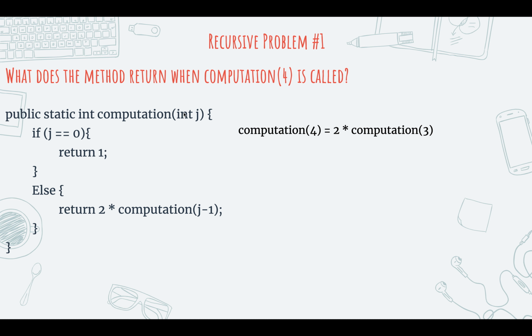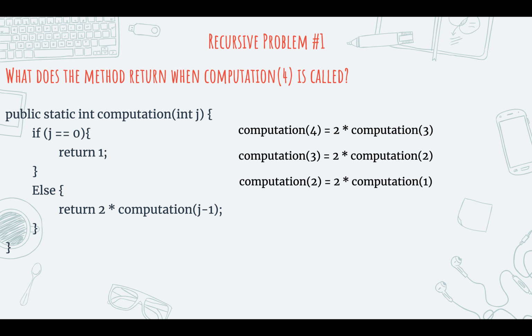We plug in 3, and we find out that 3 is not equal to 0. So we go to the recursive case, and the recursive case states that to get computation(3), you have to do 2 times computation(2). Okay, so now we need to know what computation(2) is. Let's plug in 2 into our method. 2 is not equal to 0, meaning that our base case is not fulfilled. We go on to the recursive case, and we find out that computation(2) is equal to 2 times computation(1). Okay, we need to find out what computation(1) is. So what is computation(1)?